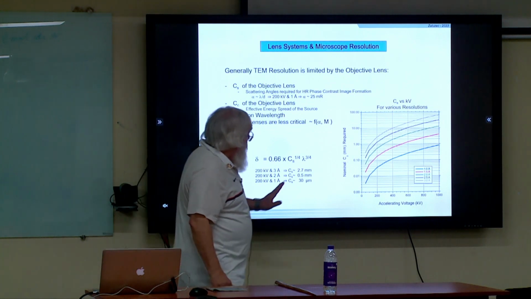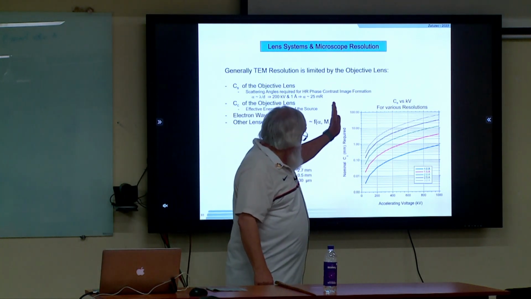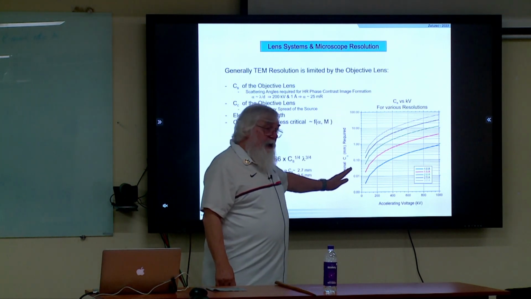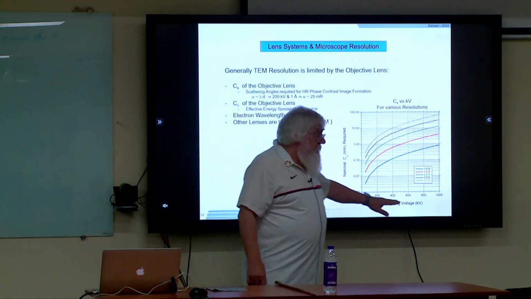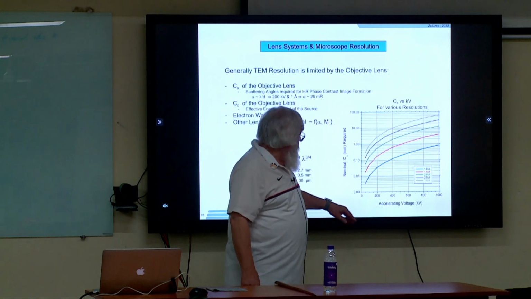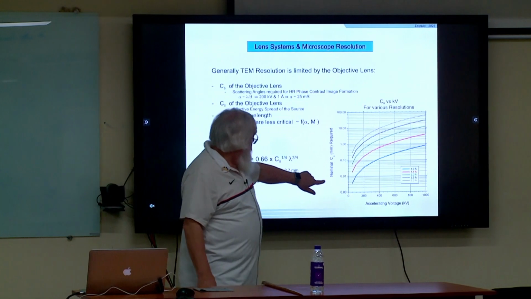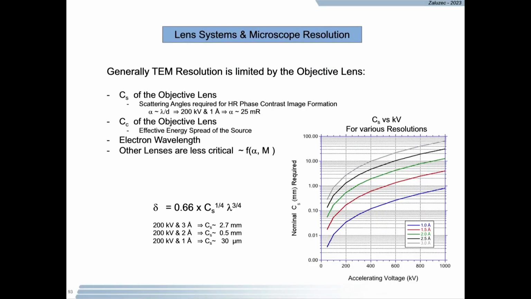Okay, so what does this graph tell us? This gives you a sense of what kind of resolution you can get for different accelerating voltages. So what have I done for you? I've done a calculation for different values of CS, what kind of resolution you can get at different voltages.